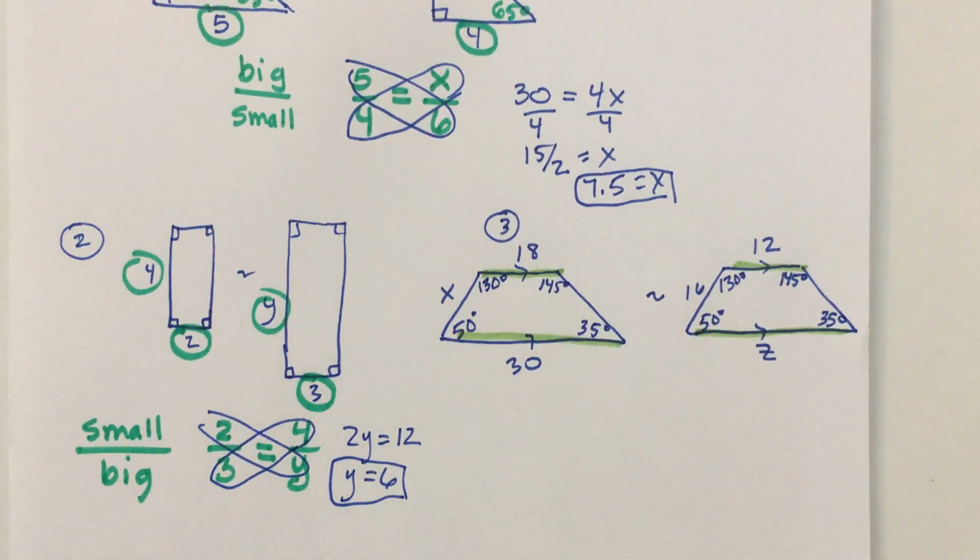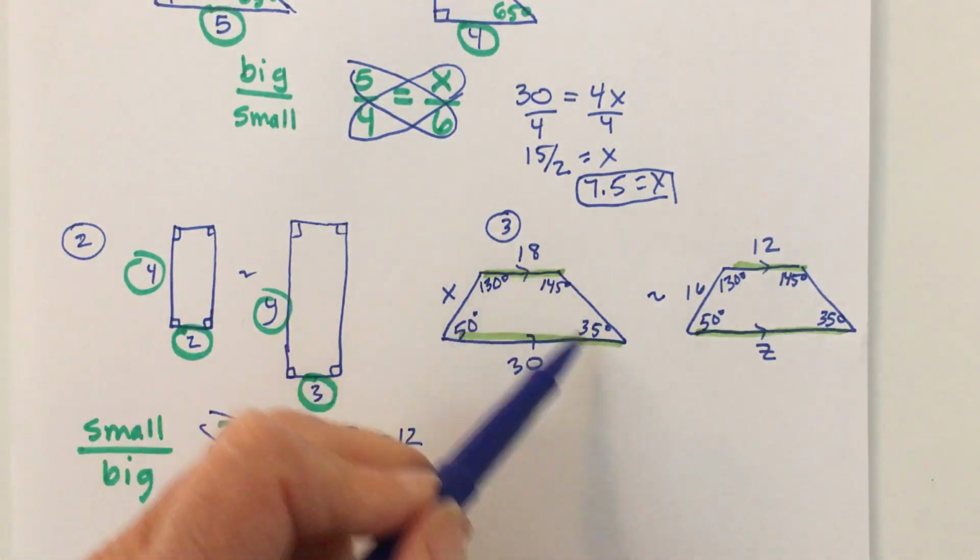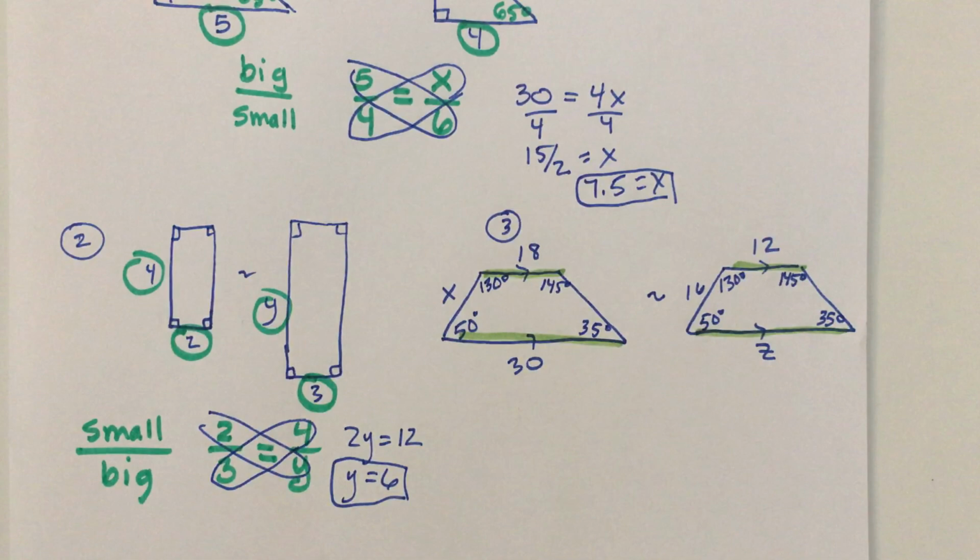So you can use the shape that's similar to it to find your missing angle measures, okay? And remember, they all have to be the same. These two have to add up to 180. These two have to add up to 180. And all of them together add up to 360.